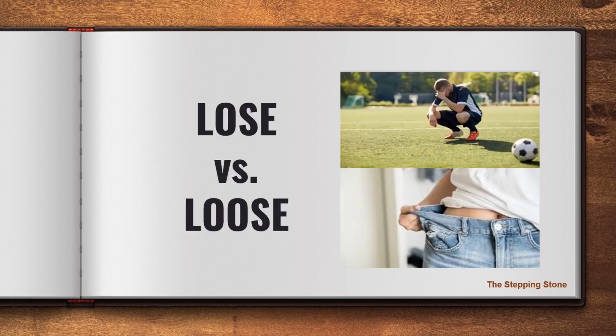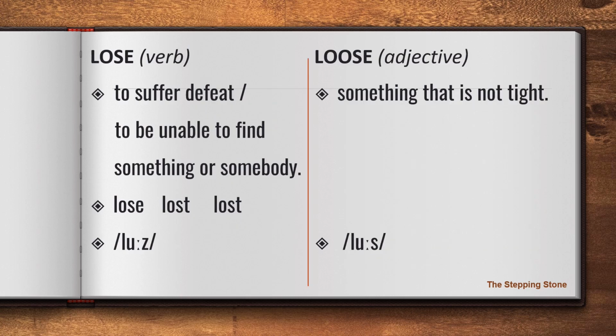The next set of words is lose and loose. Lose, as in L-O-S-E, is to suffer defeat. It is a verb and means the opposite of win. It also means to be unable to find something. The 3 forms are lose, lost and lost. Now remember, it's pronounced as lose with a z sound.